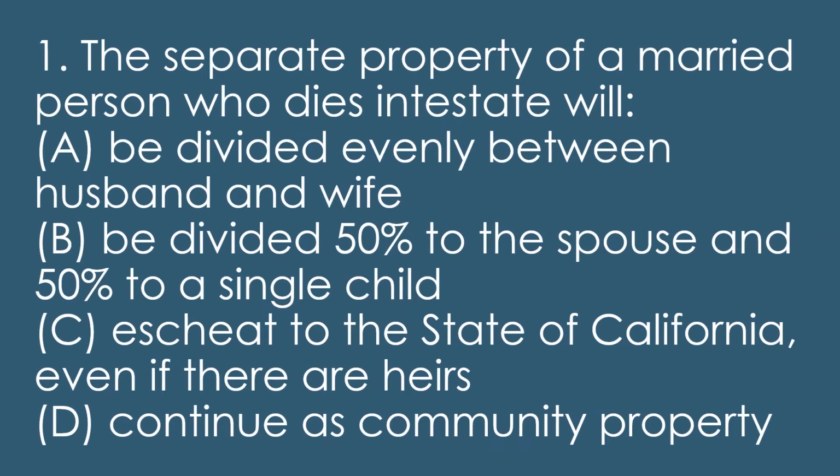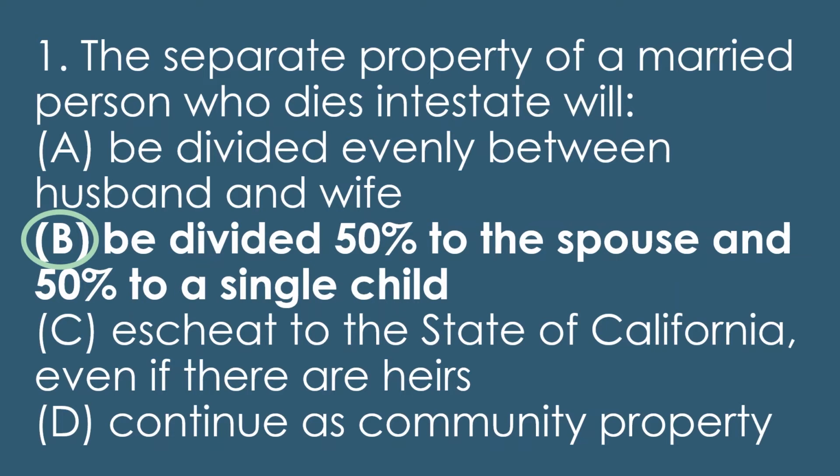Because remember, when somebody dies intestate, what happens is it's distributed equally between the heirs. So if there was only one remaining, one spouse and one child, then it would be 50% to the spouse, 50% to the child. But let's say it was a spouse and two children. Well, then it would be 33 1/3% to each of them. So it's basically based on how the examples are and what it would be. The best answer is B. So be divided 50% to the spouse and 50% to a single child.